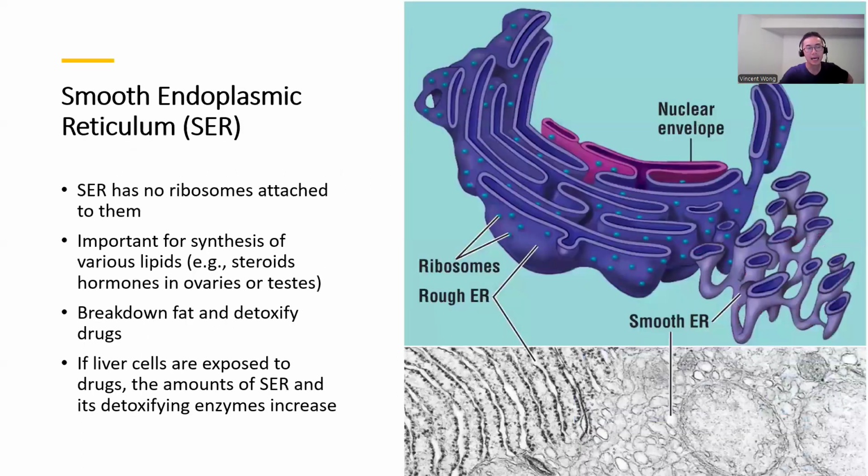But before that, let's take a look at the smooth ER. Again, they are important for synthesis. That means producing various lipids, including steroid hormones. Right? We already talked about the ovaries and the testes having more smooth ER because they need to make the sex hormone. They will also help break down fats and detoxify drugs. So if liver cells are exposed to drugs, it could be regular medication that you're taking, antibiotics, that kind of stuff, then the liver will increase the amount of smooth ER and help break down these medications. They metabolize them.